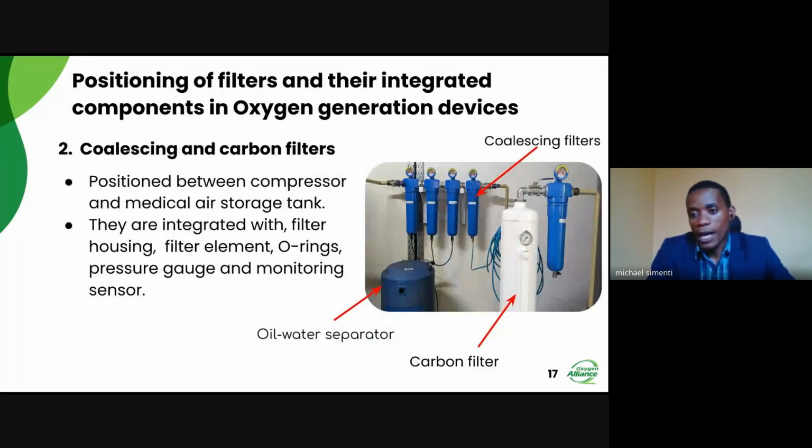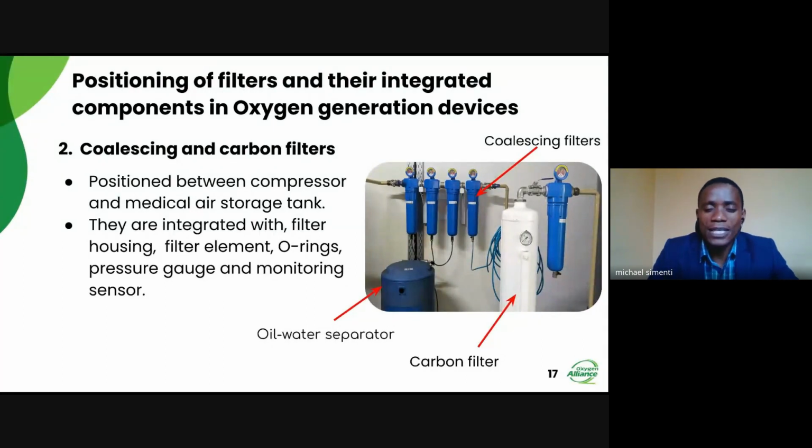So moving forward, let's look at the second type of filters, which are coalescing filters and carbon filters. Let's see how these are positioned and configured in the PSA plants. Again, these filters are found in PSA plants for the same reason: in oxygen concentrators, we are not talking about oil here. So the only way we can separate oil from the air which we want to use to generate the oxygen to be delivered to the patient is in a PSA plant.